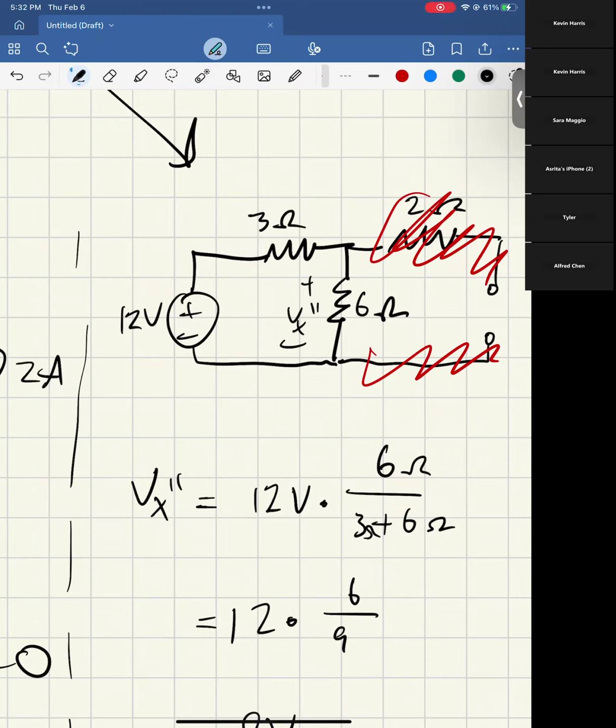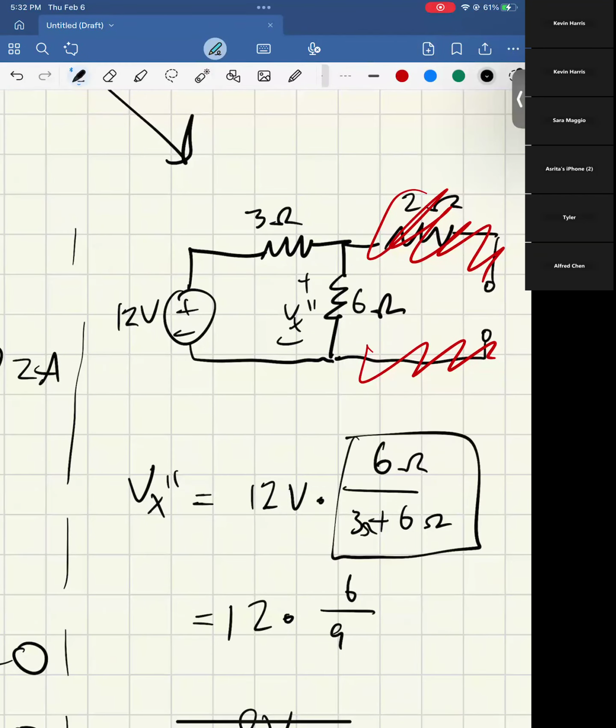So what we do here is we say, okay, the fraction of the total resistance in this circuit is 6 over 3 plus 6. So it's 6 over 9, right? This 6 ohms is 2/3 of the total resistance, so it will get 2/3 of the voltage. So the voltage across the 6 ohm resistor is going to be 12 times 6 over 3 plus 6.